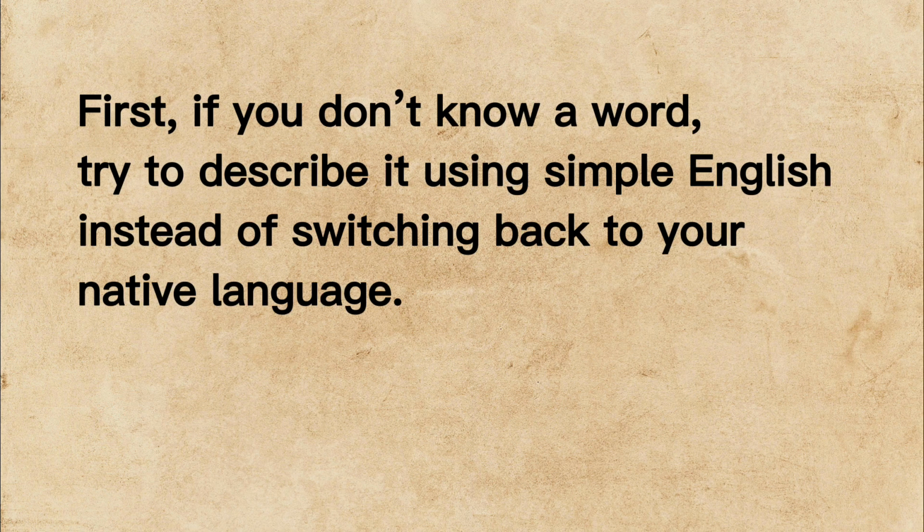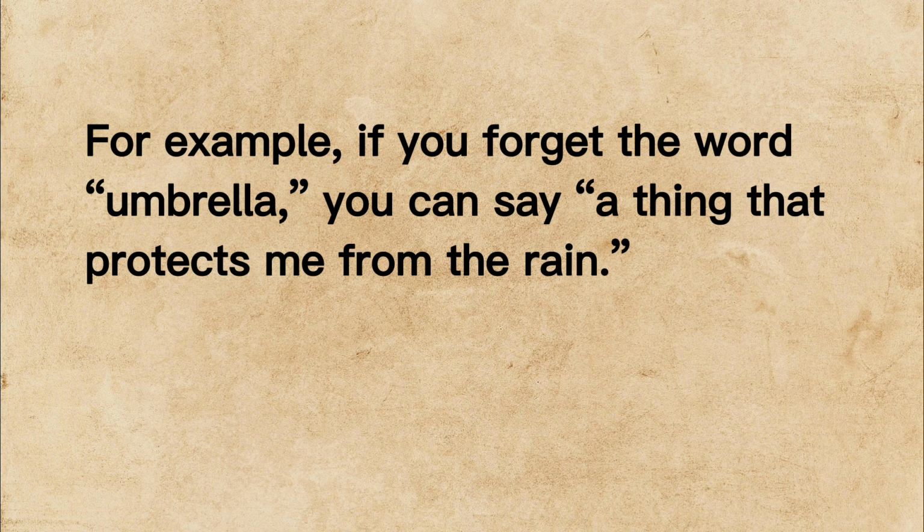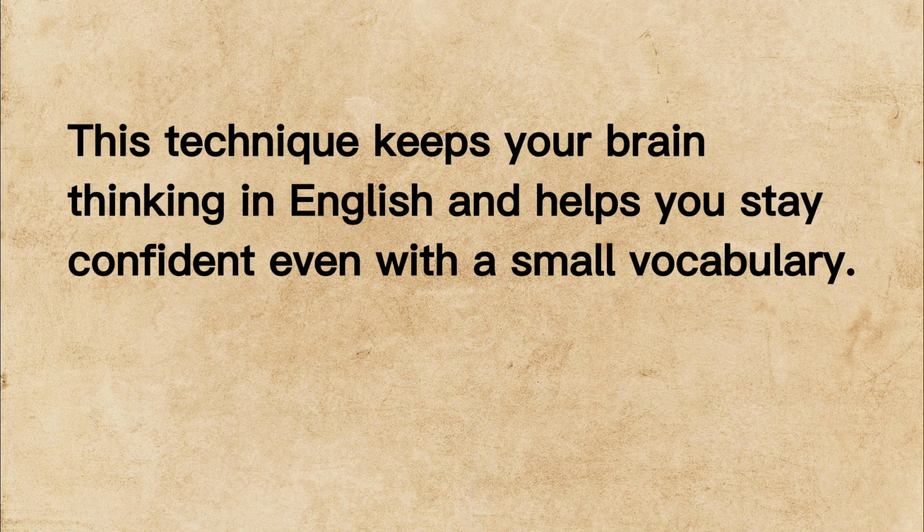First, if you don't know a word, try to describe it using simple English instead of switching back to your native language. For example, if you forget the word umbrella, you can say, a thing that protects me from the rain. This technique keeps your brain thinking in English and helps you stay confident even with a small vocabulary.